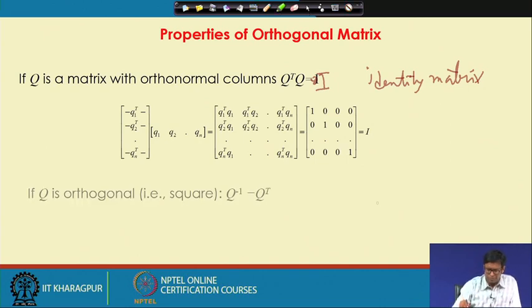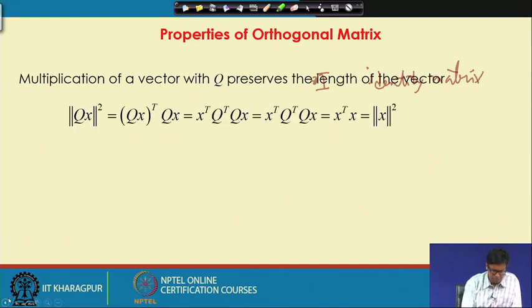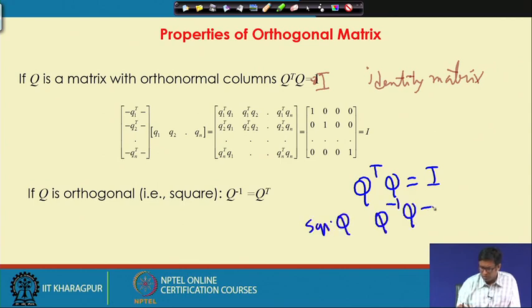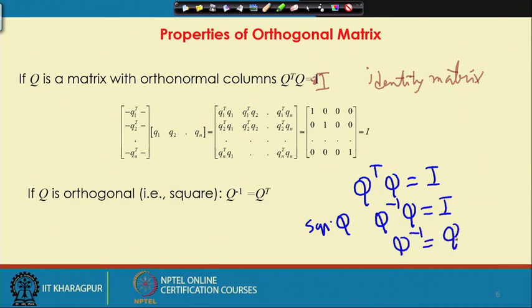And this is for any Q matrix, it does not necessarily have to be a square matrix. However, if Q is square, we can say Q inverse is equal to Q transpose. Why? Because as we have seen, Q transpose Q is equal to I. For square Q, Q inverse Q is also identity matrix. So, it gives us that Q inverse is equal to Q transpose. So, for an orthogonal matrix, its transpose is its inverse.